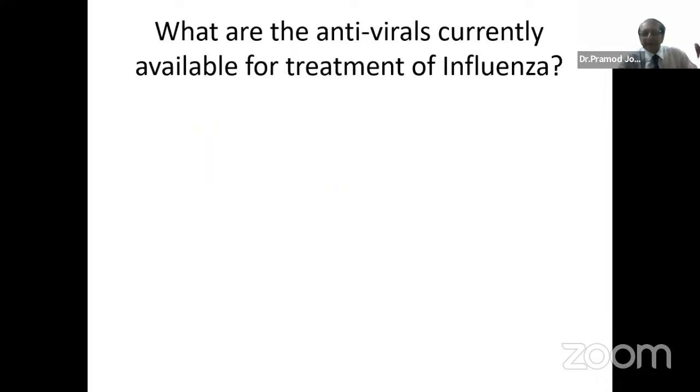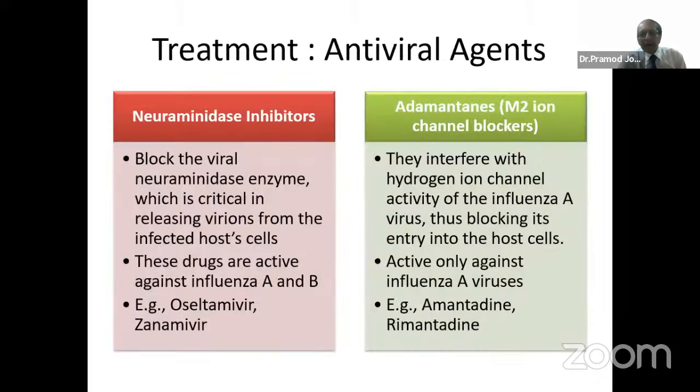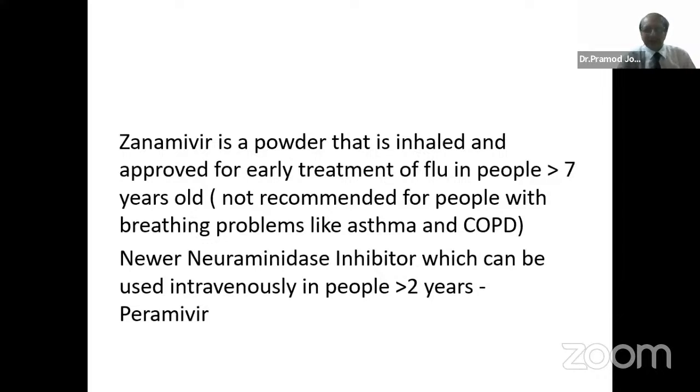Okay. And there are some antivirals which you must know in details. So antiviral agents are, as I told you, neuraminidase inhibitors, or there are adamantanes, of which for us, we must remember that neuraminidase inhibitors, as I told you, they block the viral neuraminidase enzyme, which is critical in releasing the virions from the infected host cells. Okay. See, the transmission of viruses occurs by replication of the RNA. Okay. And these are the drugs which are active against influenza A or B. They are oseltamivir and zanamivir.